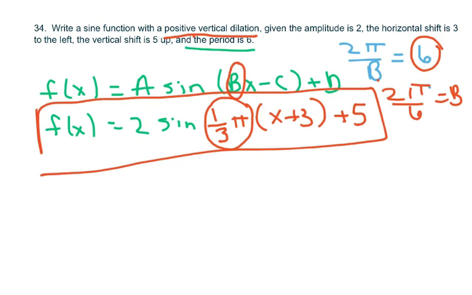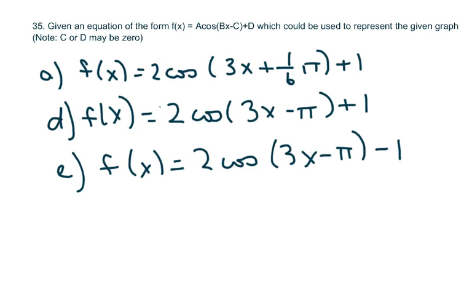All right? Next one. It says, given an equation of the form a times cosine of bx minus c plus d, they give you 5 or 6 choices to look at a graph and write the equation. So here are the choices here.